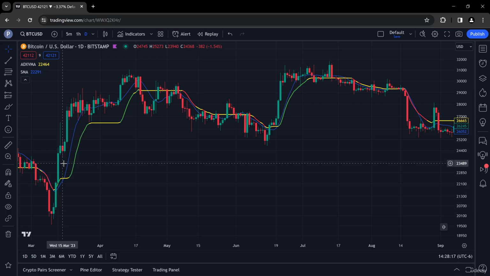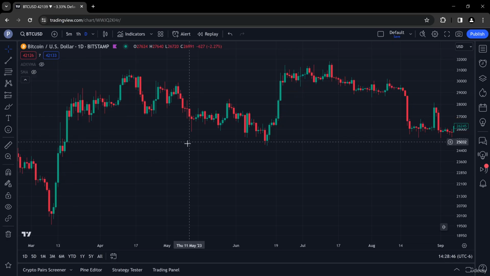So we have two interpretations of the moving average: when price is above or below the moving average, and when the moving average is trending up or down. We are going to use both of these interpretations of the trend in our trading strategy. So now let's start building our ADX VMA trading strategy.